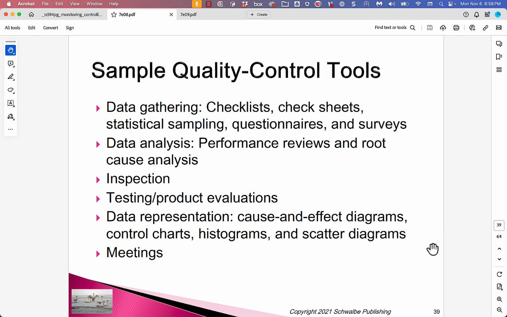We have inspection. So we're going to inspect the outputs. Are we going to inspect all of them? Or are we going to do sampling and only inspect the ones that we sampled and make inferences about the quality of the rest?